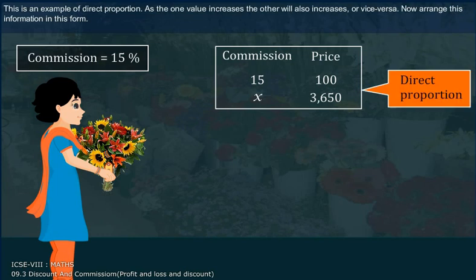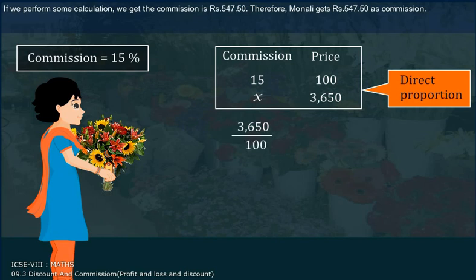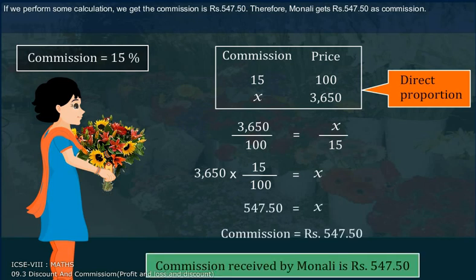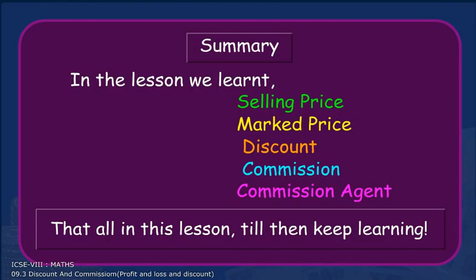This is an example of direct proportion. As one value increases, the other also increases, or vice versa. Now arrange this information in this form. If we perform some calculation, we get the commission is ₹547.50. Therefore, Monali gets ₹547.50 as commission. Summary. In this lesson, we learnt selling price, marked price, discount, commission, commission agent.